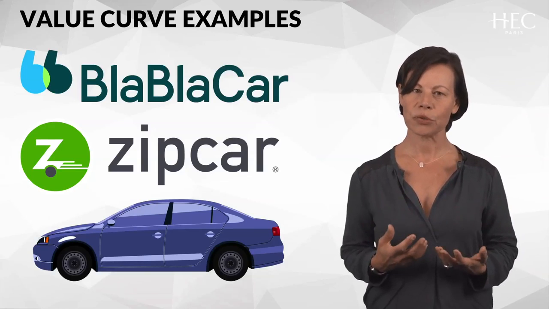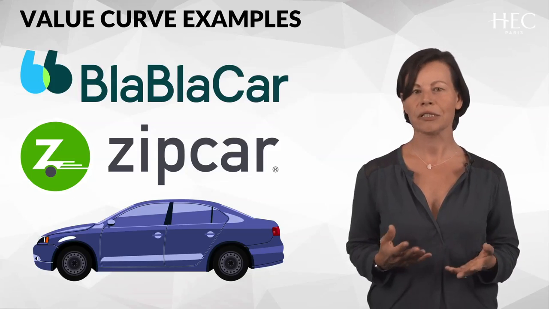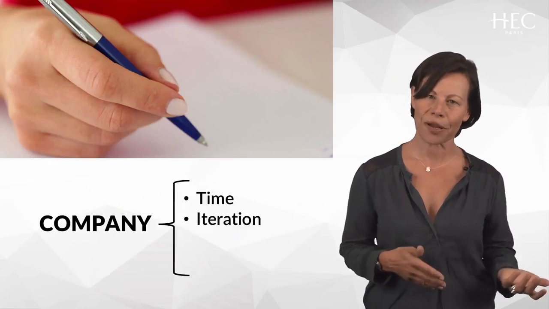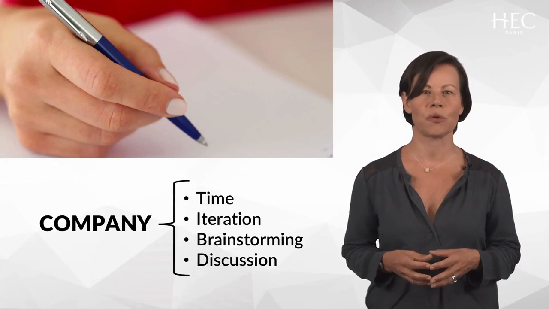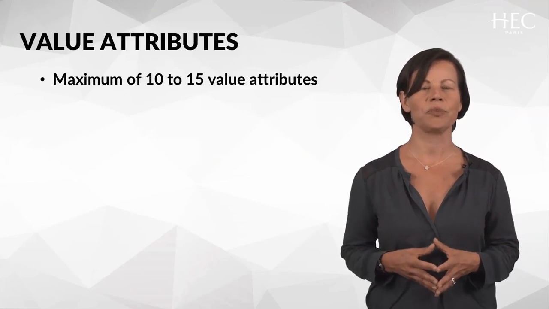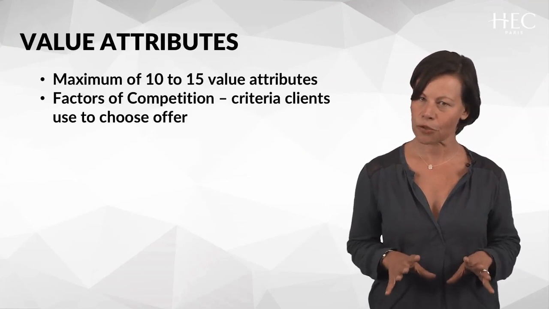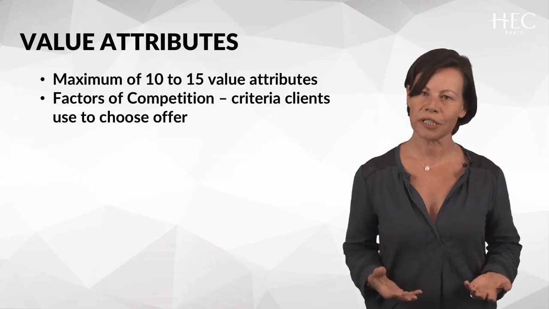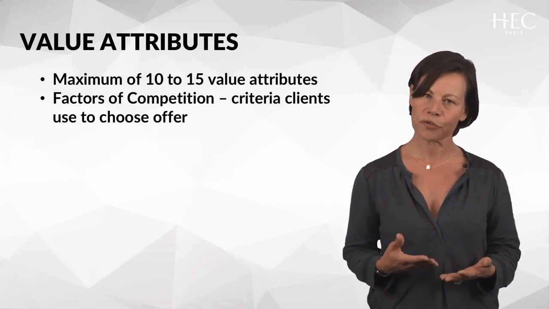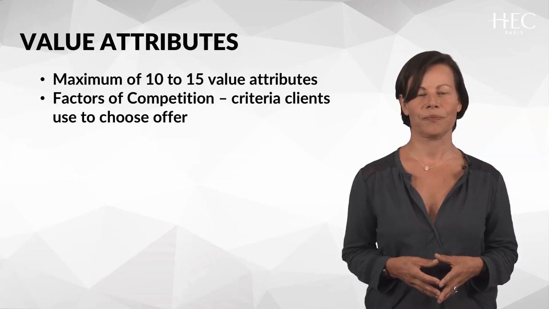The first thing we have to do is to list the value attributes from the point of view of the traveler, and this is not necessarily an easy task. In a company context, it takes some time, iteration, brainstorming, and discussion to do so. The idea is to get to a list of 10 to 15 value attributes maximum. Remember, we are talking about the factors of competition, which are in fact the criteria that clients use to choose an offer. So please pause your video and try to list now the value attributes you would like to consider.